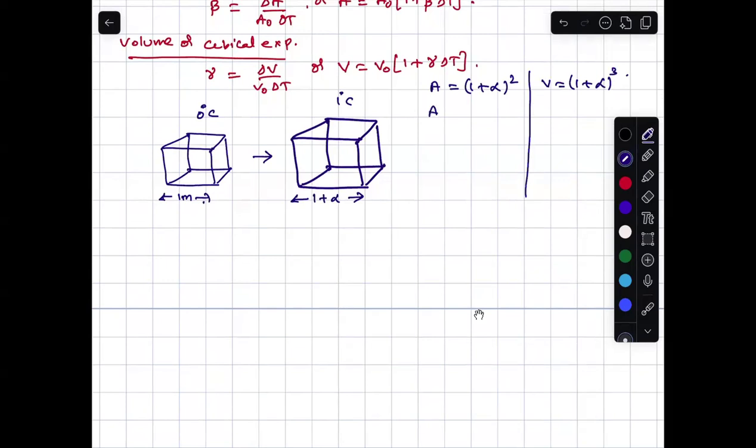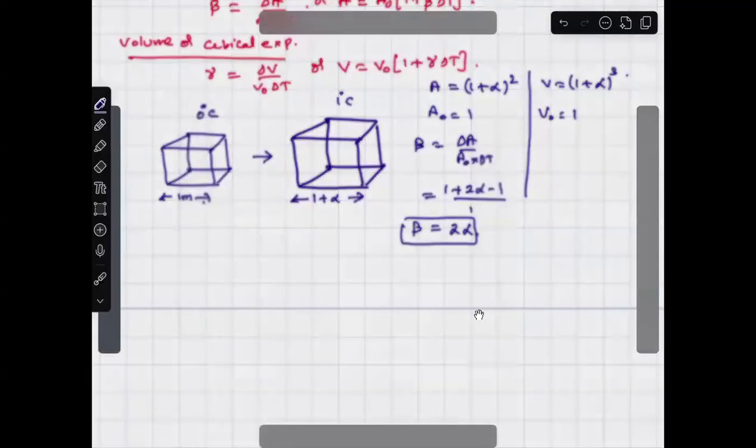What is the initial area? 1. What is the initial volume? 1. So what is beta? Change in area by initial area into rise in temperature. What is change in area? 1 plus alpha square can be written as 1 plus 2 alpha, because alpha is of the order of 10 power minus 6. Alpha square is very, very small. So you can nearly write this as 1 plus 2 alpha minus 1 by 1. So beta is 2 alpha.